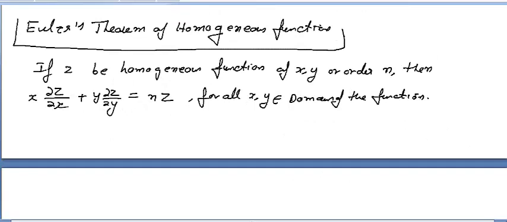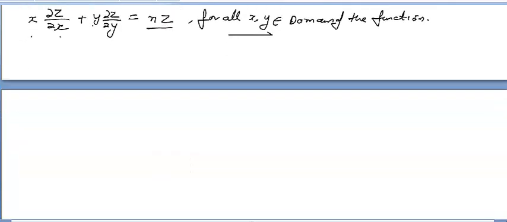See student, this is a very important theorem, the Euler theorem of homogeneous functions. If z is a homogeneous function of x and y of order n, then x ∂z/∂x + y ∂z/∂y = nz for all x, y. So you have to prove it. I will prove this theorem before using it. It is very interesting to see the proof.